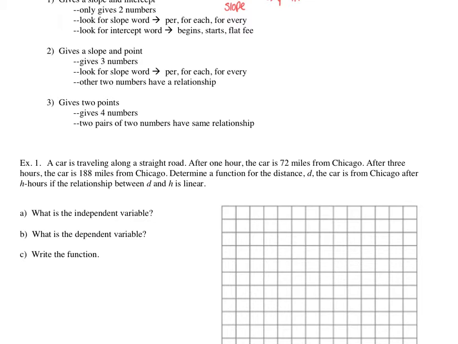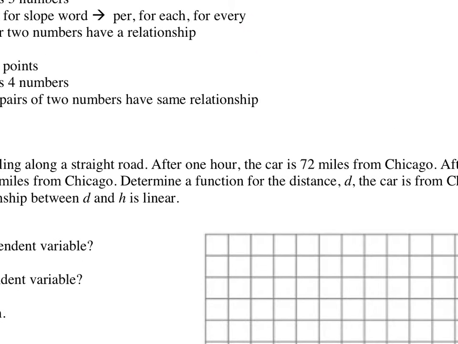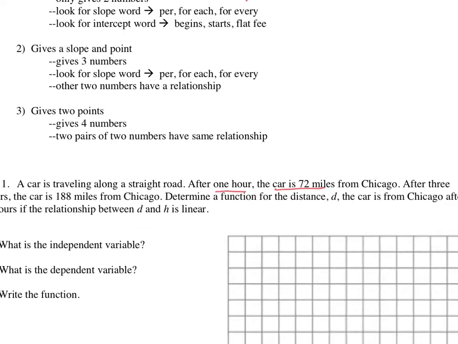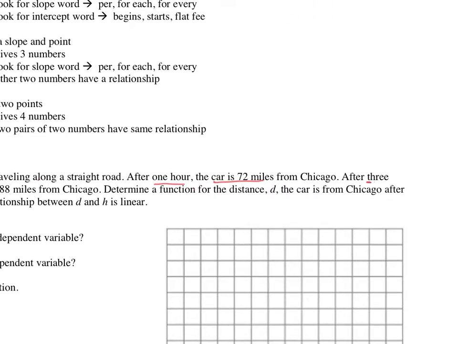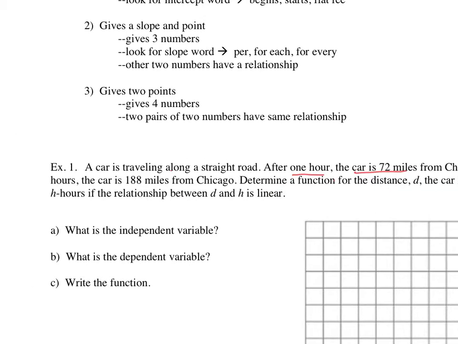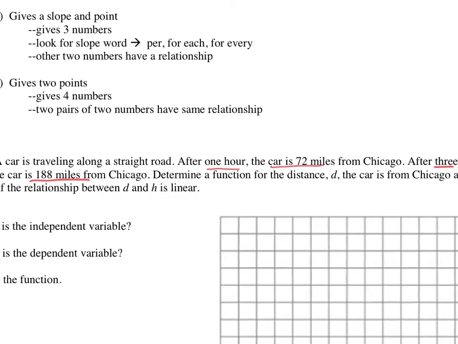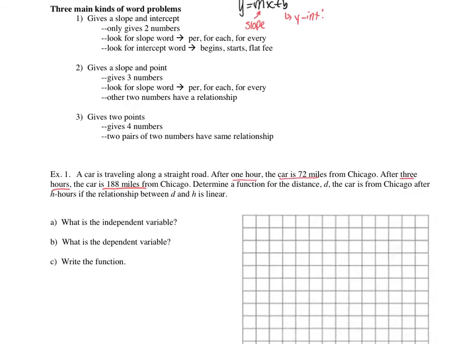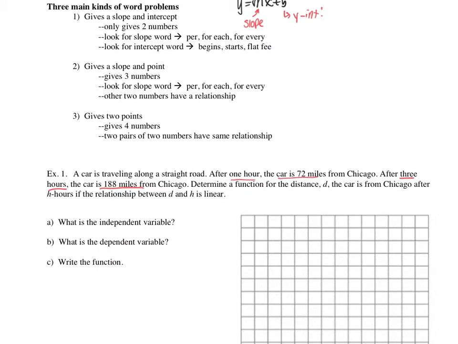First, let's read it one more time. After 1 hour, the car is 72 miles from Chicago. That seems important, so I'm going to underline it. After 3 hours, the car is 188 miles from Chicago. Determine a function for the distance d the car is from Chicago after h hours if the relationship between d and h is linear. The first thing I'm asking you is, what is the independent variable?